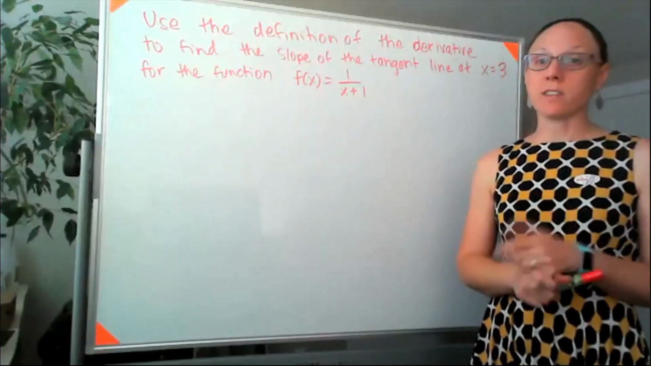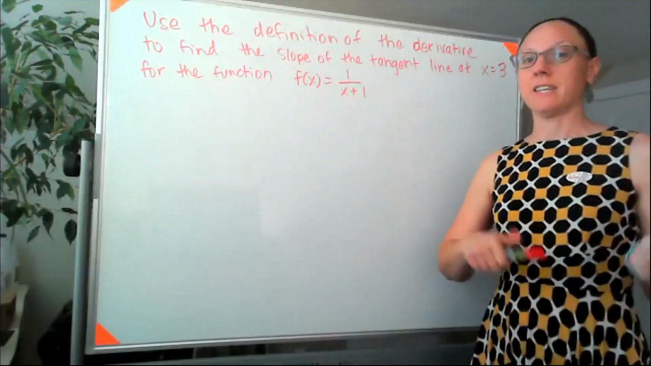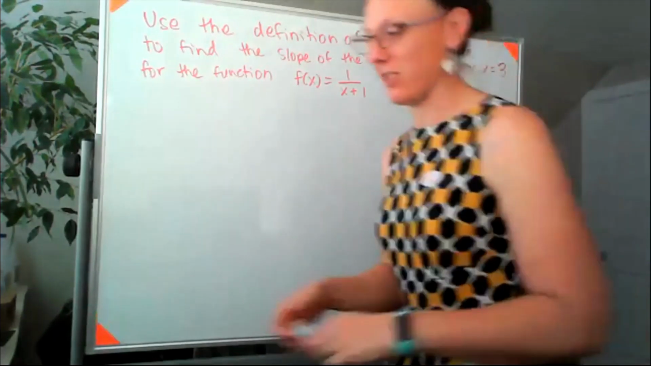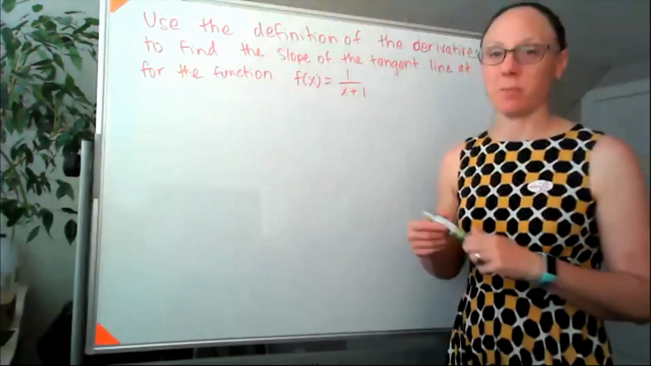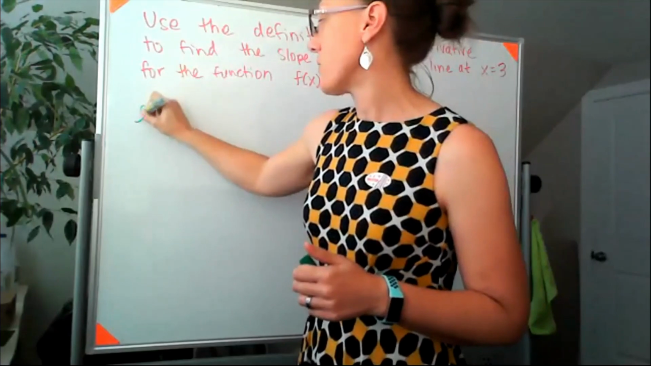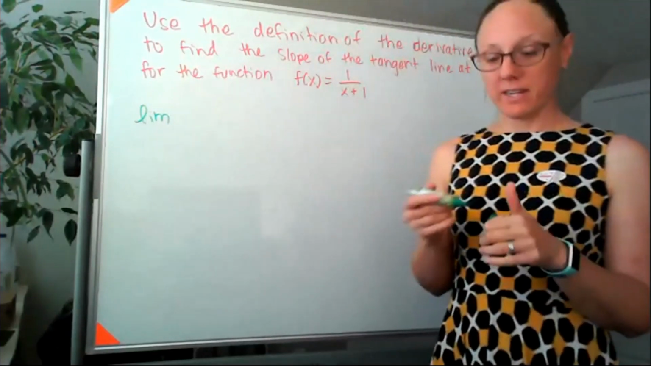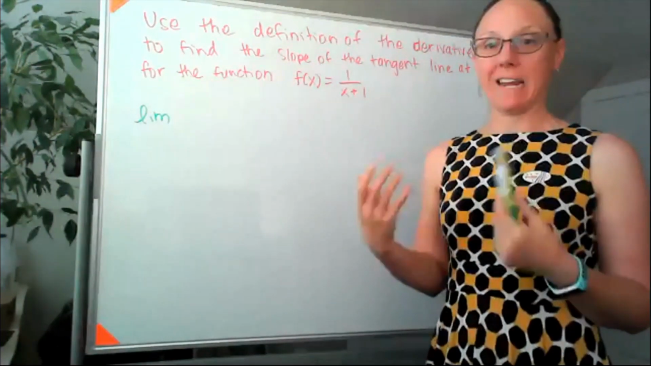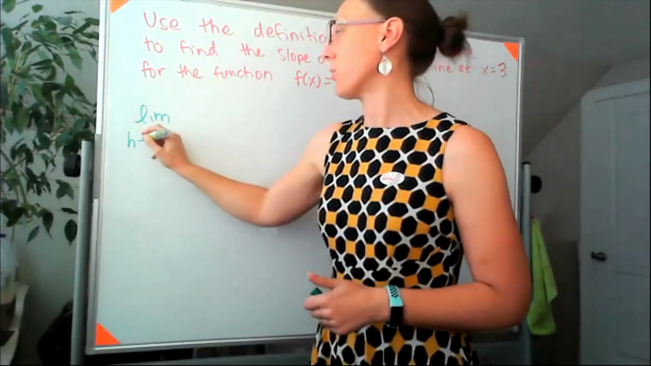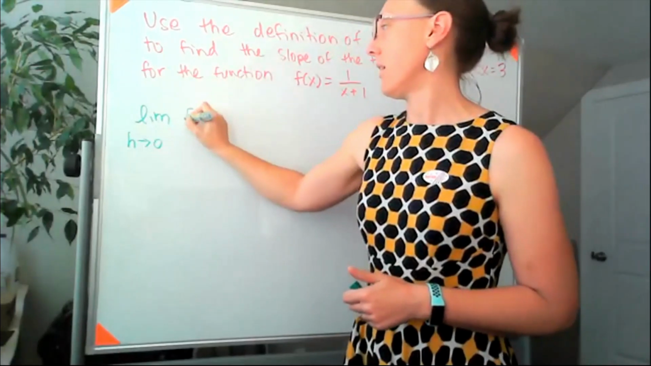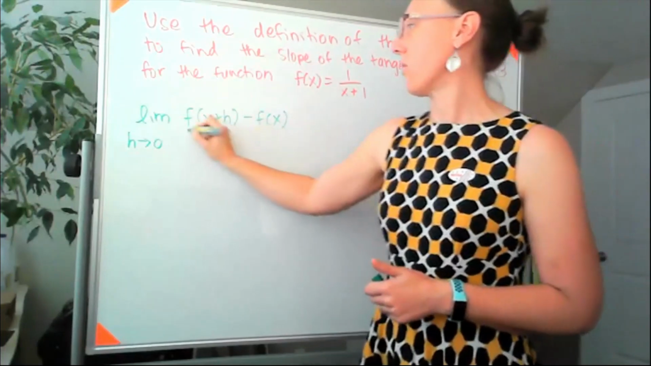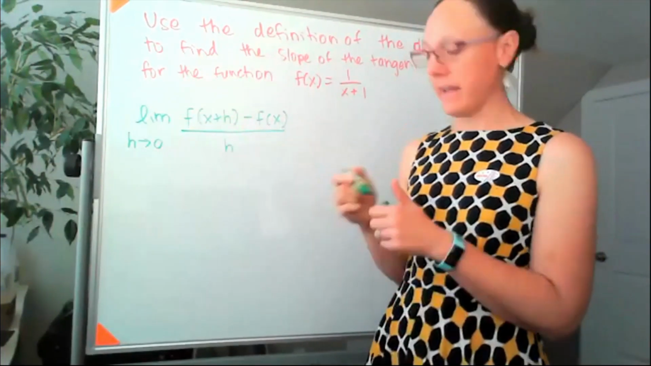Oh, if we're going to use the limit definition of the derivative to find the slope of the tangent line, the first thing we need is what is that limit definition of the derivative? And this is definitely something that you want to get memorized. So there are a couple of forms that it takes. I usually use the one that has an h in it. So I would write this as the limit as h approaches 0 of f of x plus h minus f of x all over h.